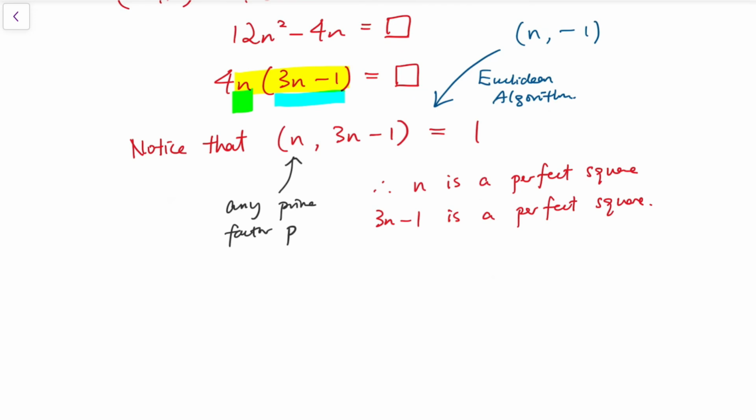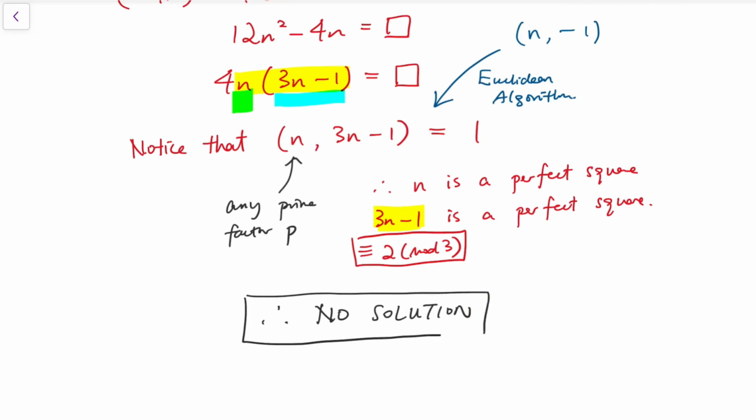Now from this, notice that 3n minus 1, by definition, is congruent to 2 mod 3, simply because it's a multiple of 3 minus 1. But any number that is congruent to 2 mod 3 cannot be a perfect square. So all of this information implies that the given equation actually has no solution, or no integer solution. So this is the conclusion to this question.